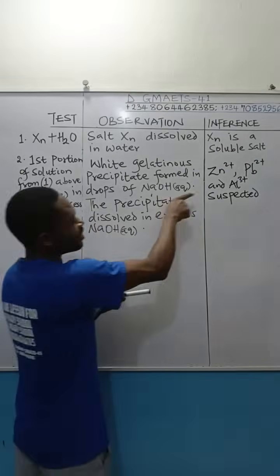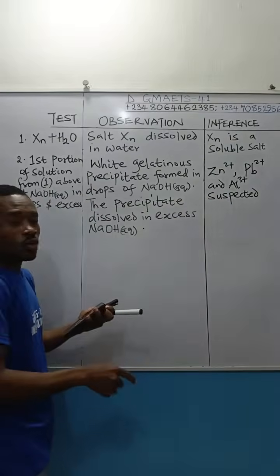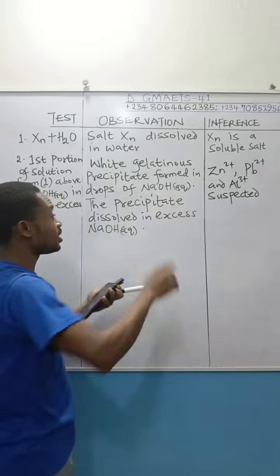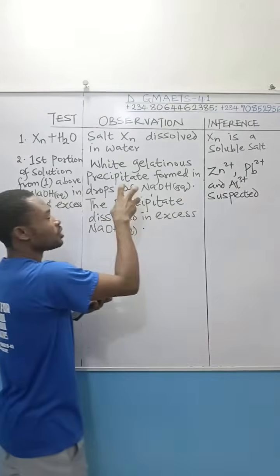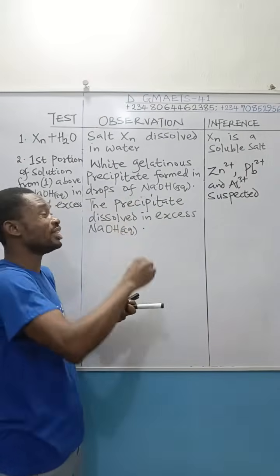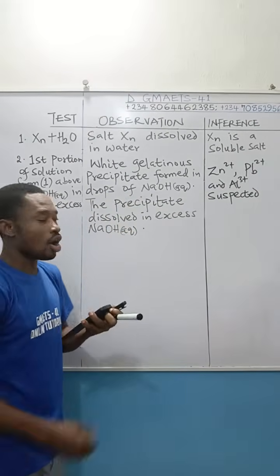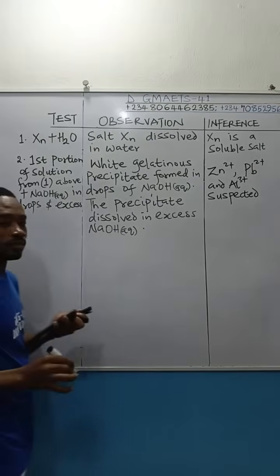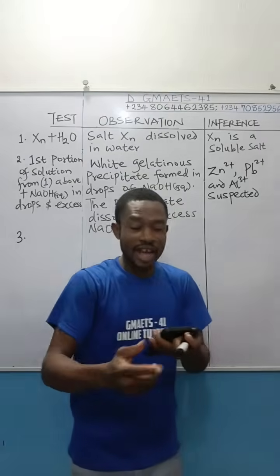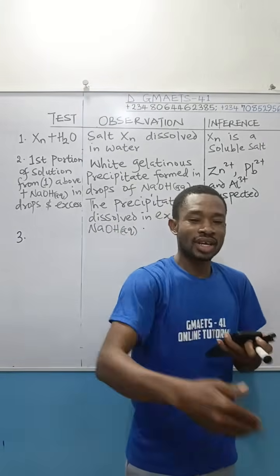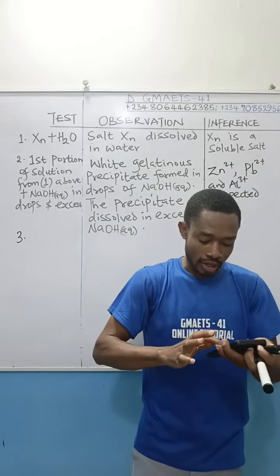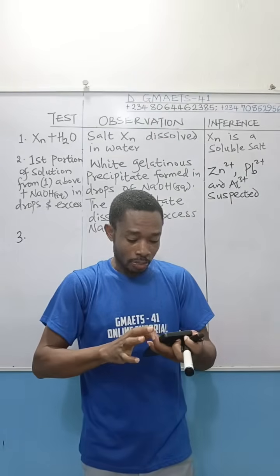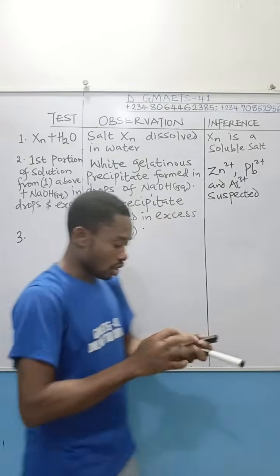So we are going in the direction that seems tougher, where we suspect these 3 guys. Like I said, these 3 ions, their precipitate will be soluble, will dissolve in excess of sodium hydroxide. Now let us move on. You are told in the third portion, add aqueous ammonia. To the third portion, add what? Aqueous ammonia.